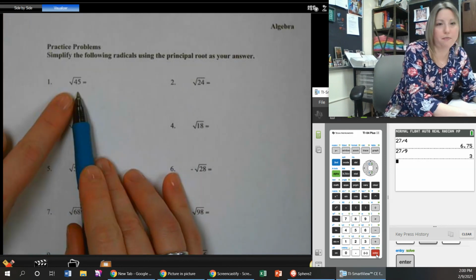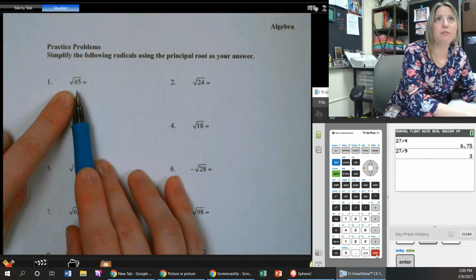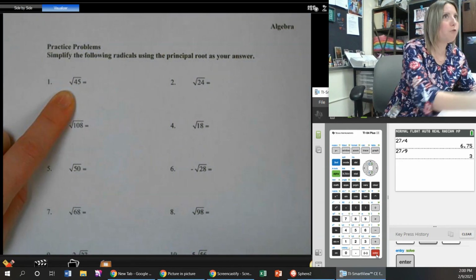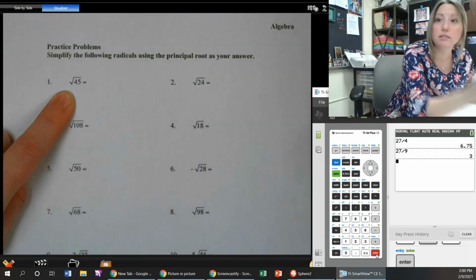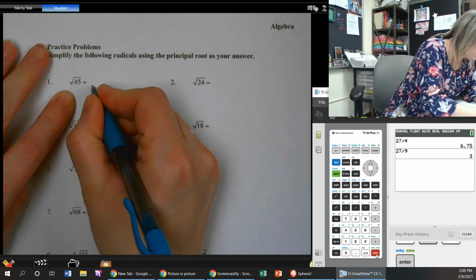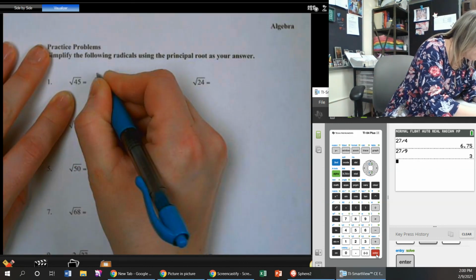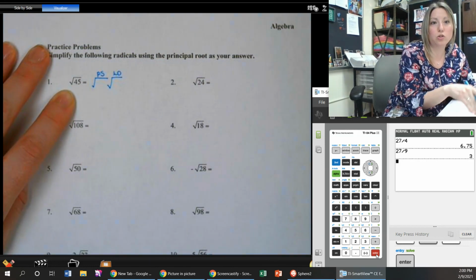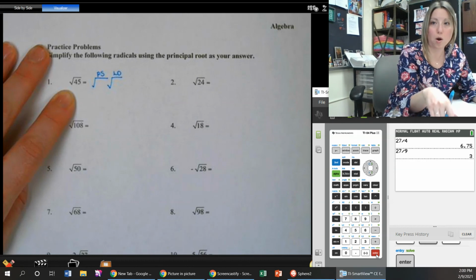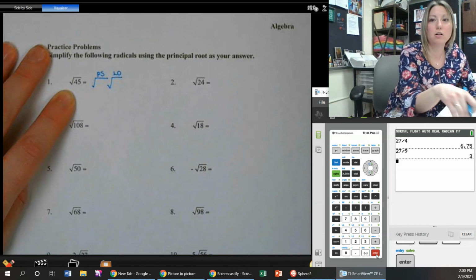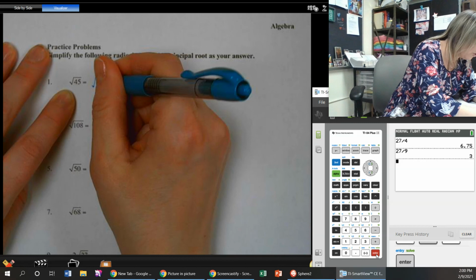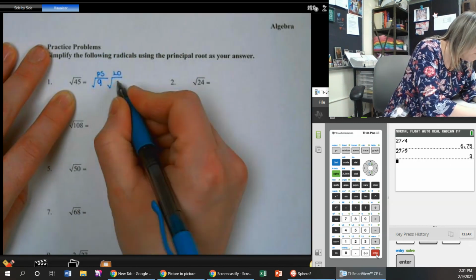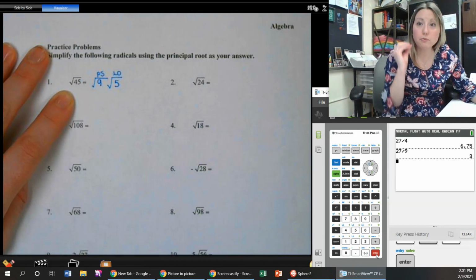So radical 45. Okay. 45 is not a perfect square, but it is evenly divisible by a perfect square. So it's not 4, and then I try 9. So I divide radical 45 into 2 radicals, a perfect square radical and a leftover radical. What perfect square divides evenly into 45? 9. That goes under the perfect square. Now 45 divided by 9 is 5. That goes under the leftover.